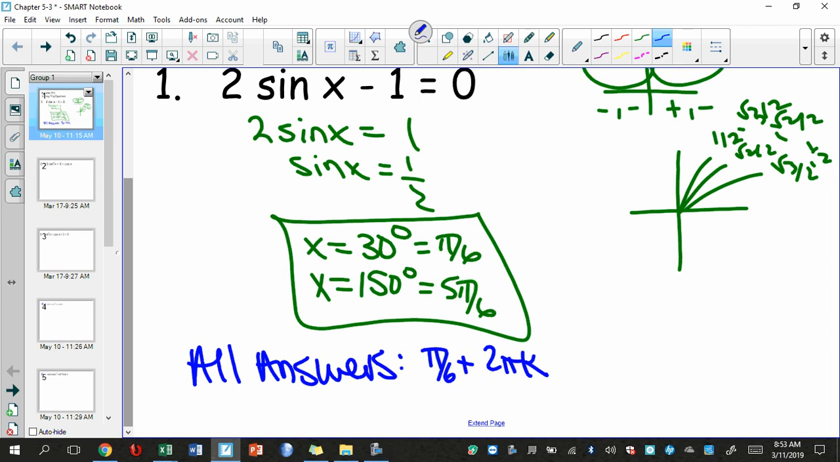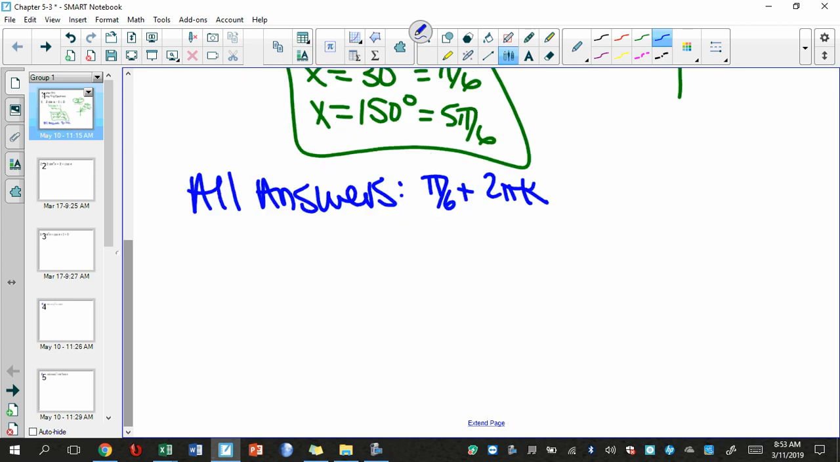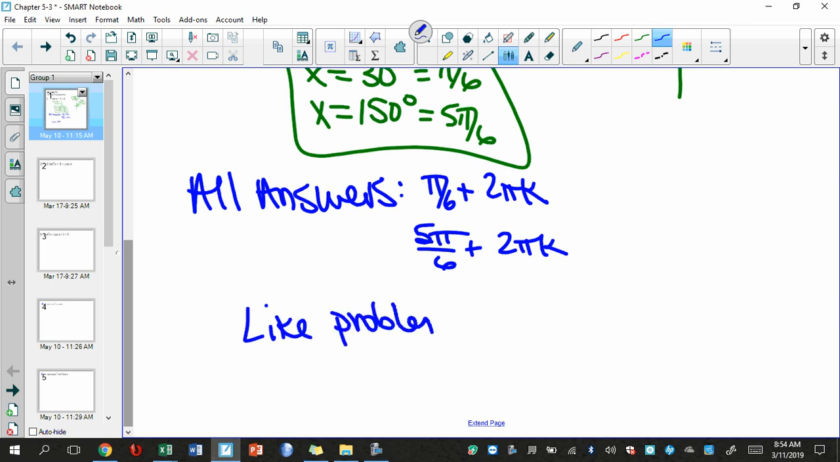What's the 2 pi represent? A full revolution. What's the k represent? The number of revolutions you're traveling. You with me? Okay. So that's going to mean all of the 30-degree angles. And then 5 pi over 6 plus 2 pi k is going to represent all of the other 150-degree angles with revolution k. You with me? This is going to be like problems 7 through 16. That's the format that they want your answers in for problems 7 through 16. You with me?